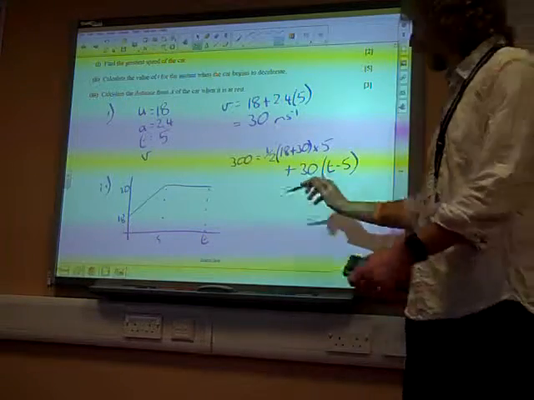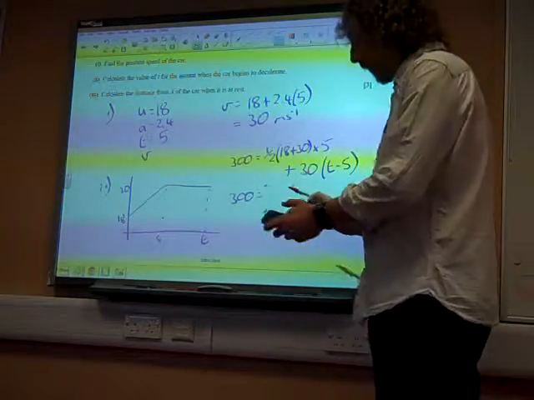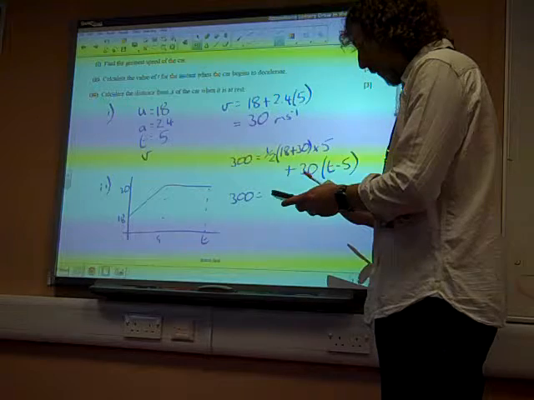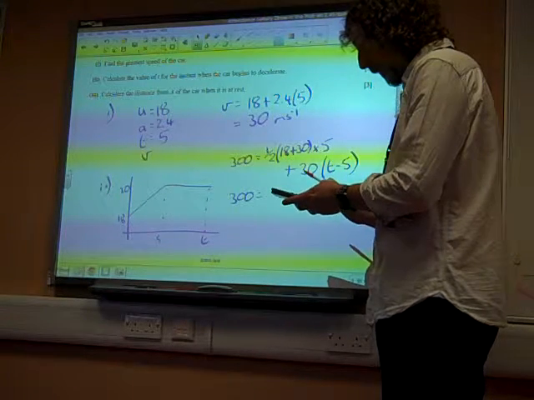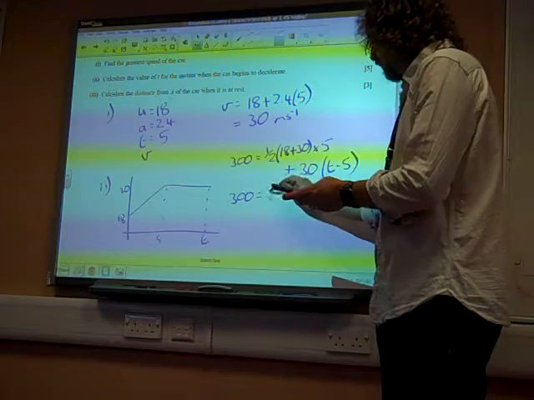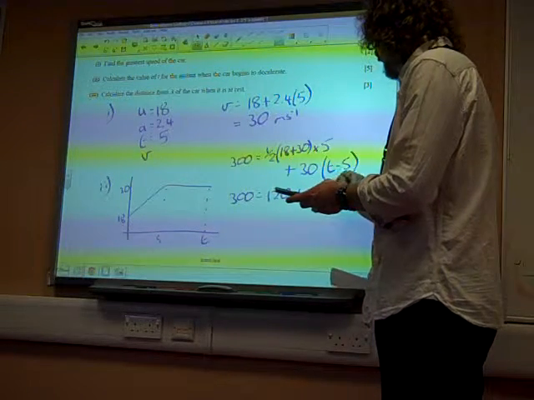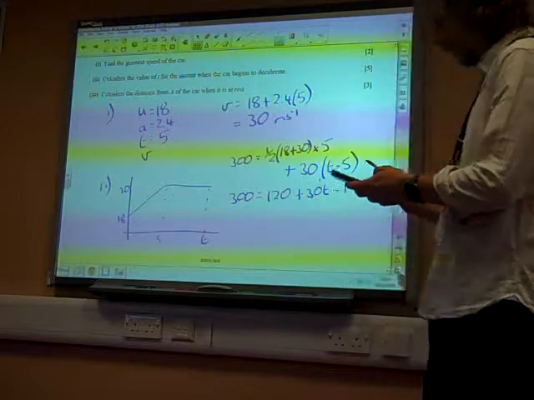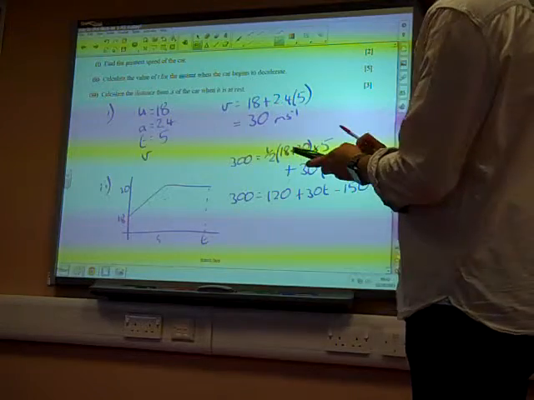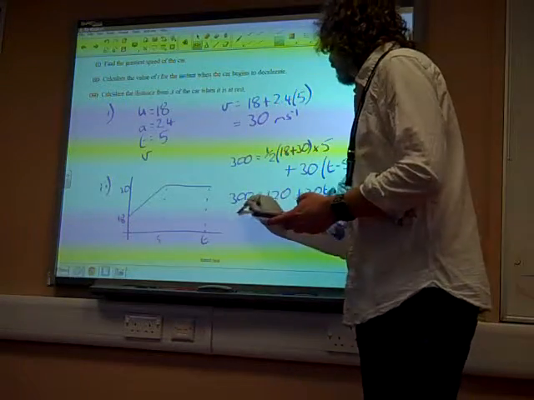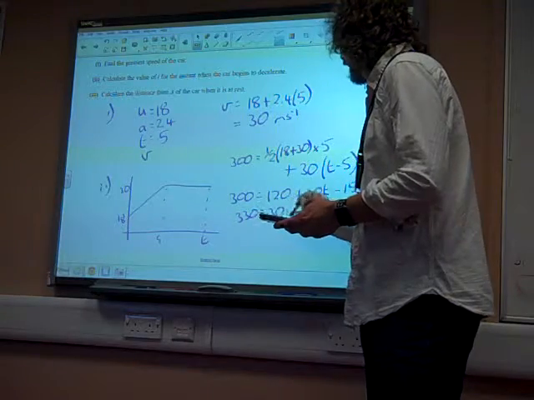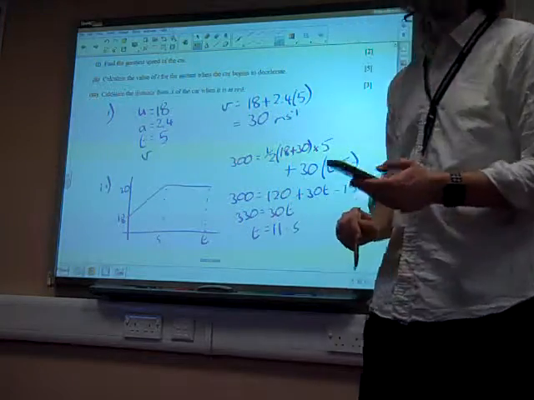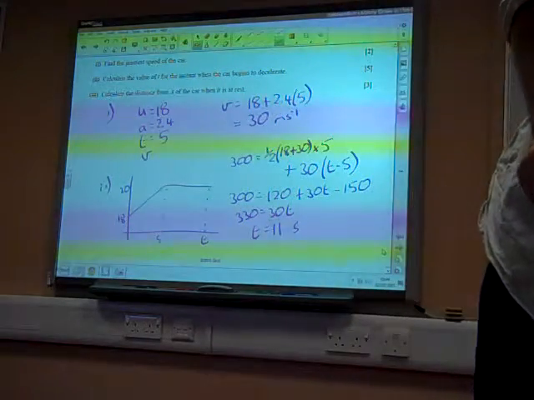And this gives us a nice equation that connects these values. That's 120 plus 30t minus 150. So 300 is 150. So that's 330 is 30t, so we get t is 11 seconds out of that. Good stuff.